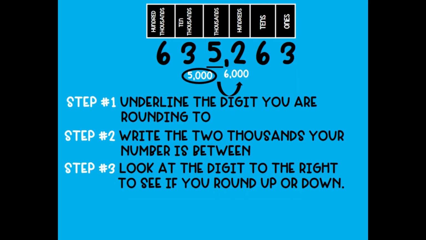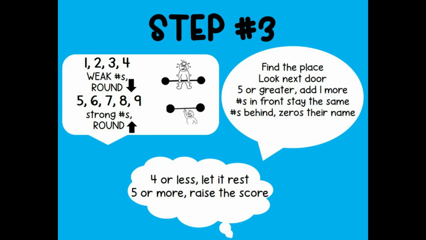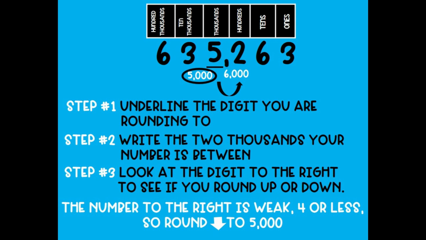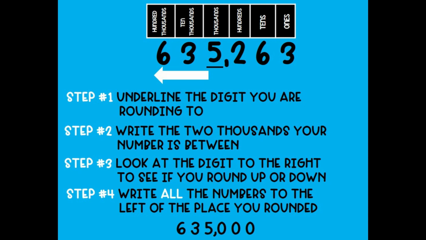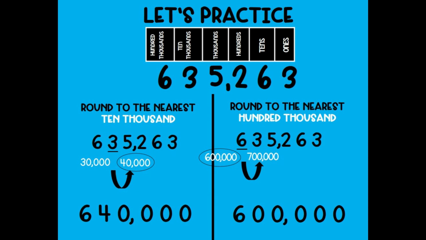Step 3, look at the digit to the right. Feel free to use any sayings to help you remember. 4 is weak, or 4 or less, let it rest. That means we round down or let it rest at 5,000 because the number to the right is a 2 and it is weak or less than 4. The last step is to add the digits before the thousands to get the rounded number 635,000.